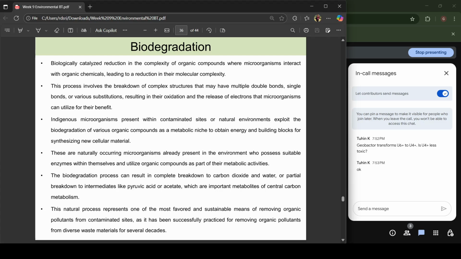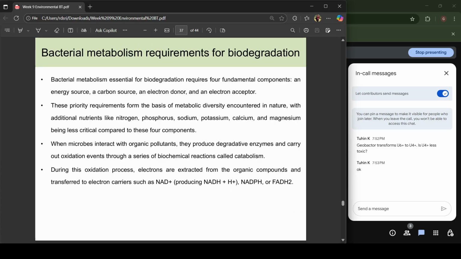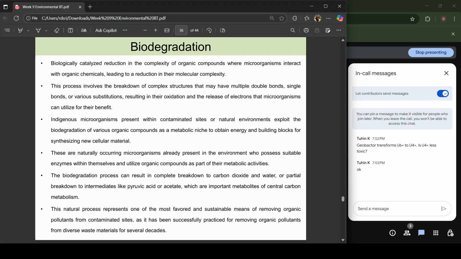So next is a small topic where we see what biodegradation is. Biodegradation is a biologically catalyzed reduction in the complexity of organic compounds. So we are just going to reduce the complexity of organic compounds using microorganisms. It involves the breakdown of the complex structures, which results in the release of electrons.